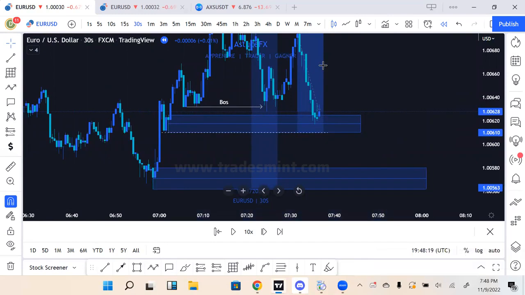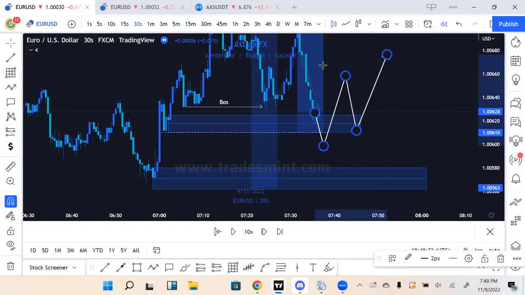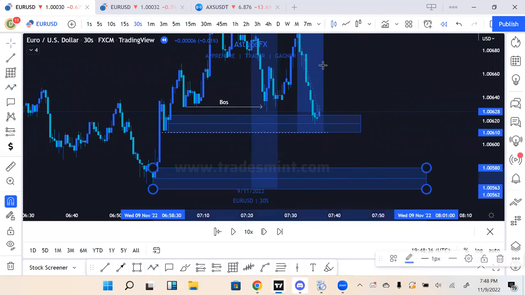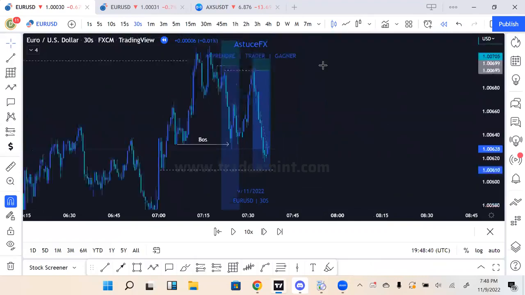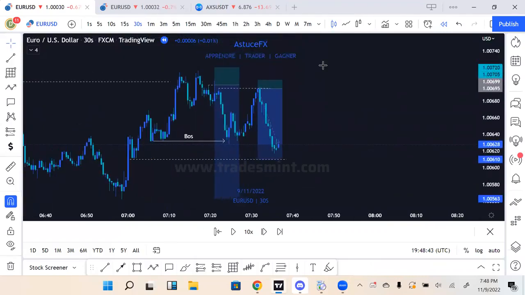If it taps and gives me a change of character, I can buy it. But if price doesn't come and just invalidates this OB, I know price actually took liquidity below this OB already, and if it gives me a change of character, I can buy it. I hope you understand. You only need liquidity. The order block is not really important. Order block is a liquidity that price is hunting for.